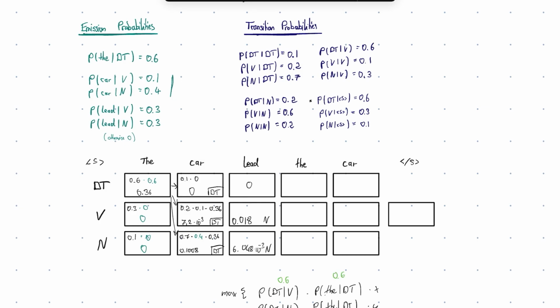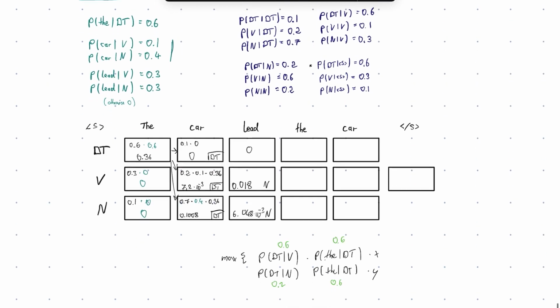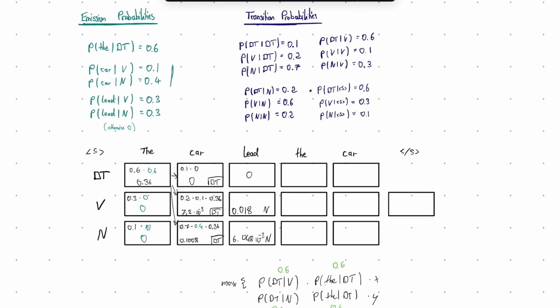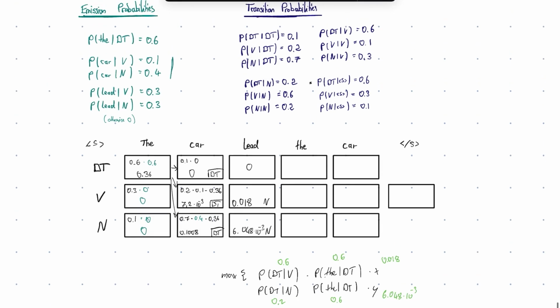Those are the emission probabilities. And being in the verb state before had a probability of 0.018. The noun state had this. When we multiply that, we see that the top one is the larger one, and we should write down that we come from the verb here. That results in 6.48 times 10 to the power of minus 3.